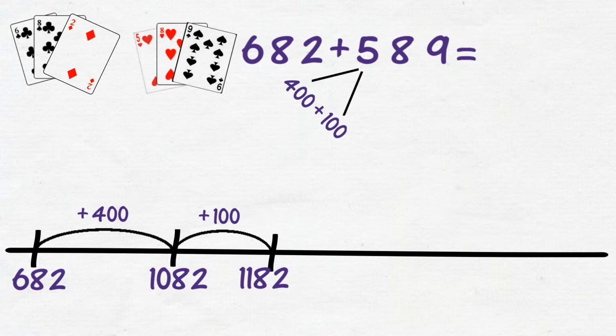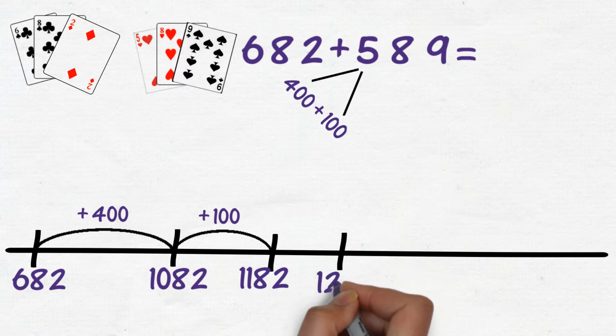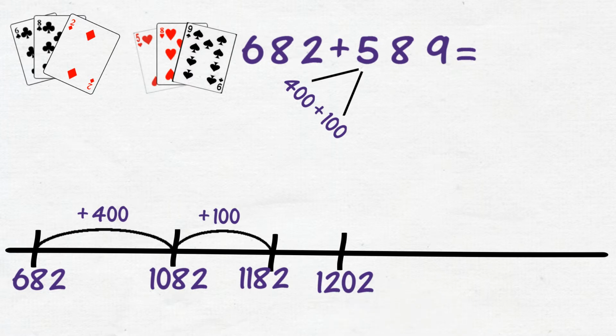Let's add the tens now. We want to add to the next place value first. Because we're adding tens, we want to add to hundreds. Because we have 1,182, if we add some tens, will we have exactly 1,200 or will we have some ones as well? Will we have 1,202?